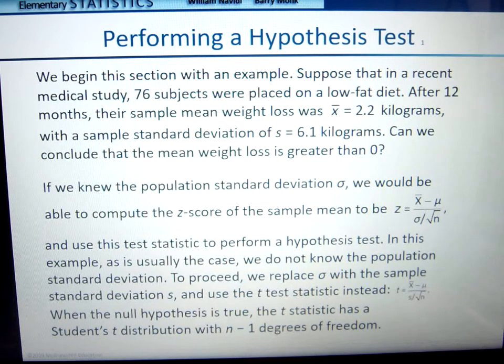Now, if we knew the population standard deviation, we would be able to compute the z-score and use this test statistic to perform the hypothesis test. But in this example, as is usually the case, we don't know the population standard deviation. So to proceed, we have to replace the population standard deviation with the sample standard deviation and use the t-test statistic instead. When the null hypothesis is true, the t-statistic has the Student's distribution with n-1 degrees of freedom.